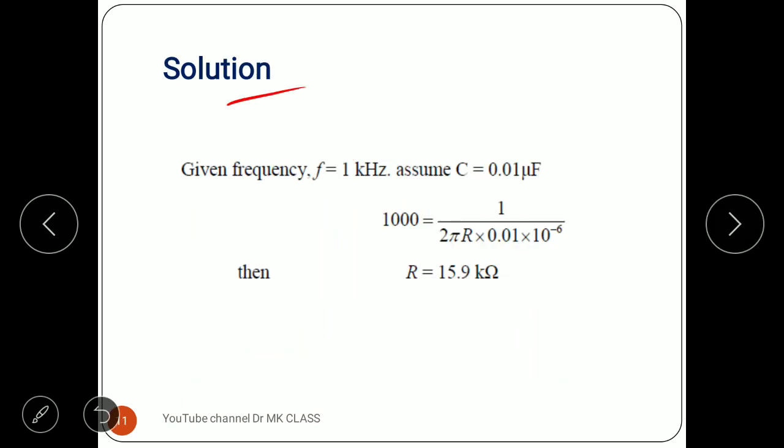The solution of the previous example: f is equal to 1 kilohertz, C is equal to 0.01 microfarad, and substitute that into f equal to 1 by 2 pi RC. The resistance value will come as 15.9 kilo ohm. So compare your answer.